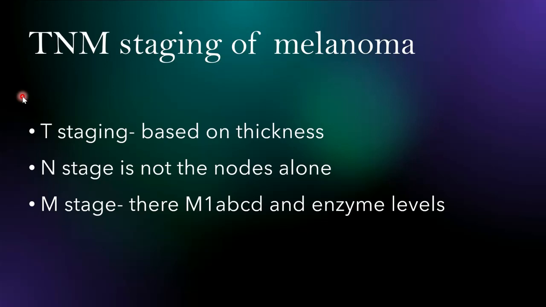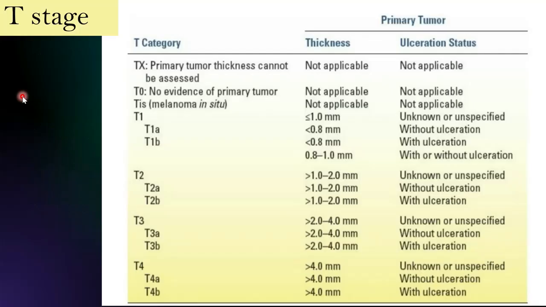In M stage, there is not just M1, it is M1A, M1B, M1C, and M1D. There are also enzyme levels coming into play, and one enzyme level is used in the metastatic staging of melanoma. So coming to T stage, all these are seen.